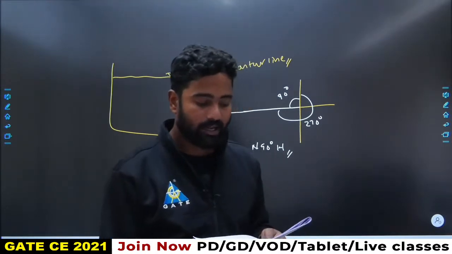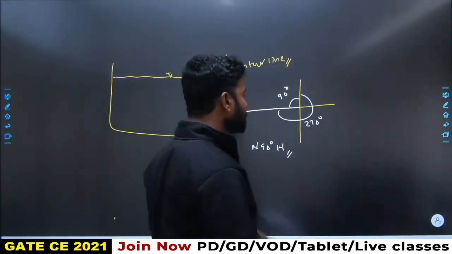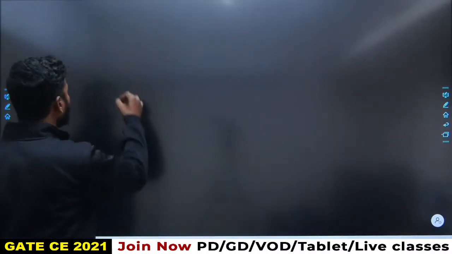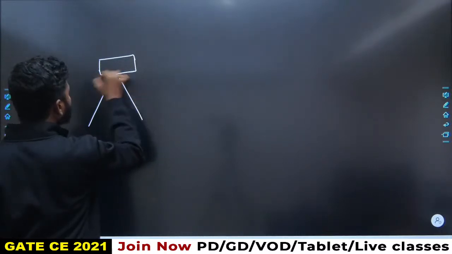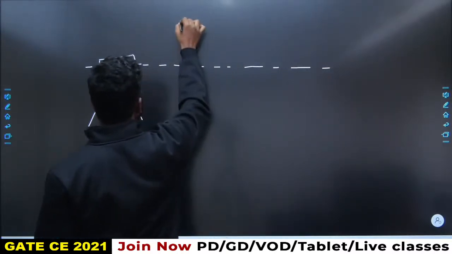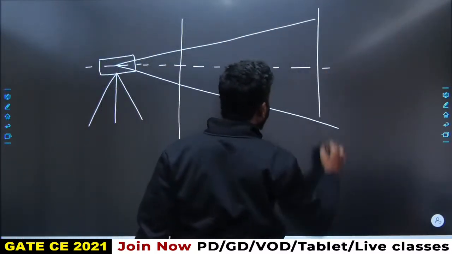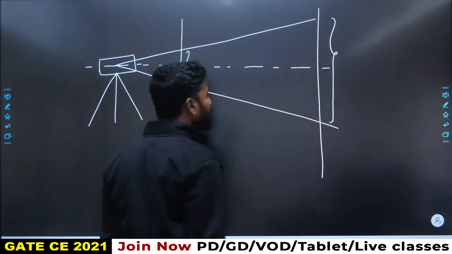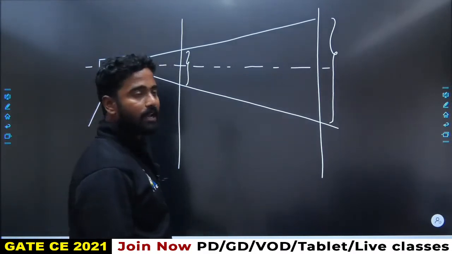In case of fixed hair stadia tachyometer, the staff intercept will be larger when staff is held nearer to the observation point. So if I take a tachyometer, something like this, if staff is held here, stadia intercept will be this much. If staff is held here, stadia intercept will be far, maximum. So if staff is nearer to the observation point, stadia intercept is less.